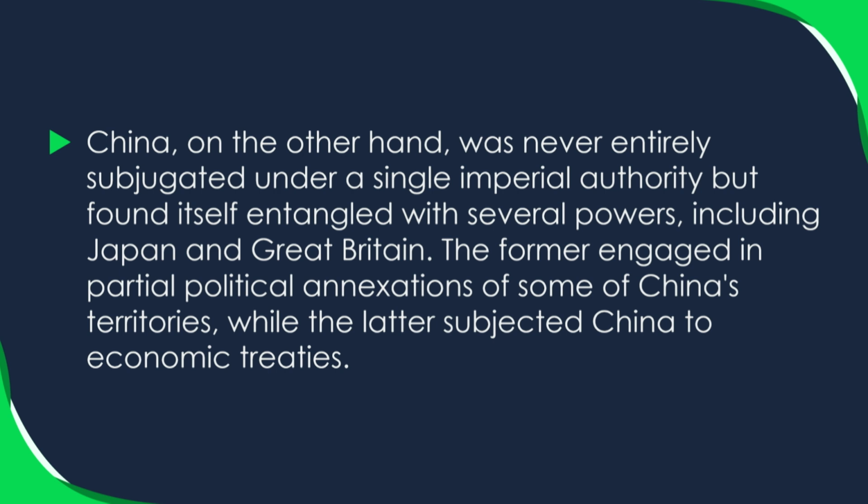China, on the other hand, was never entirely subjugated under a single imperial authority, but found itself entangled with several powers, including Japan and Great Britain. The former engaged in partial political annexations of some of China's territories, while the latter subjected China to economic treaties.